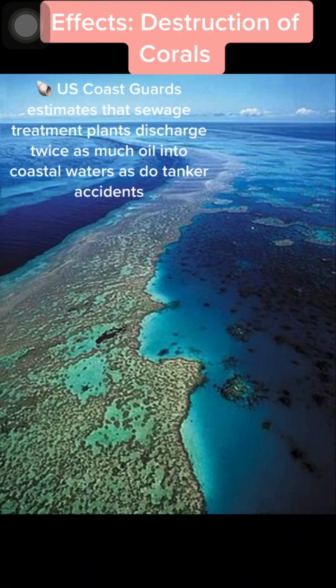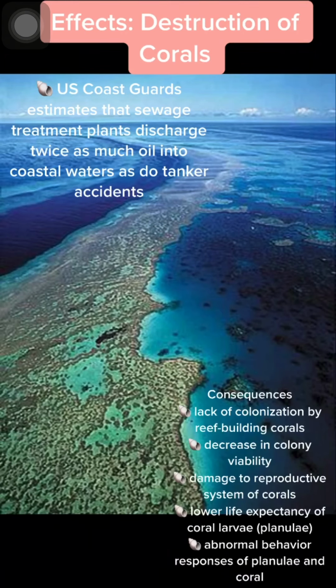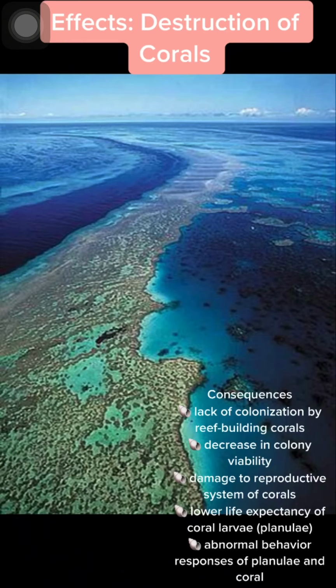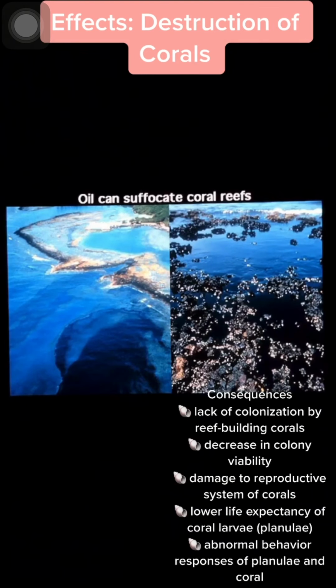Consequences of chronic oil pollution include a complete lack of colonization by reef-building corals in areas chronically polluted by oil, a decrease in colony viability, damage to the reproductive system of corals, lower life expectancy of coral larvae, which are called planulae, and abnormal behavioral responses of planulae and corals.